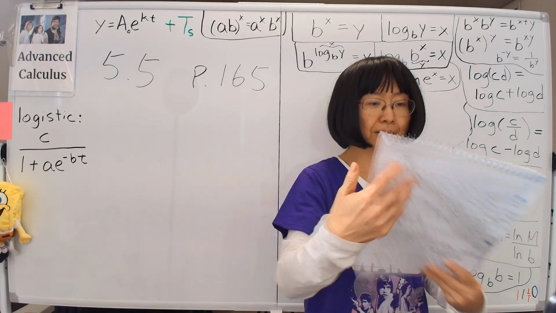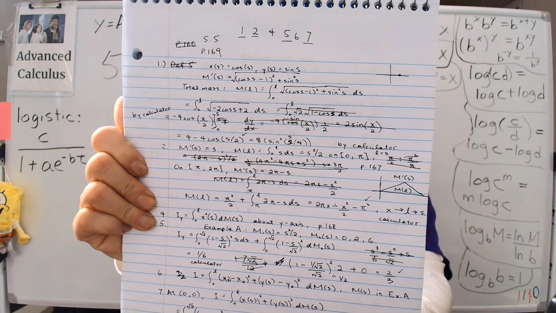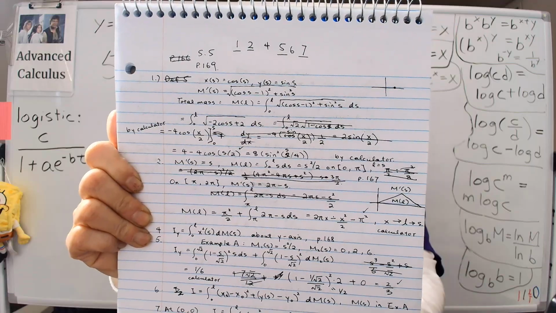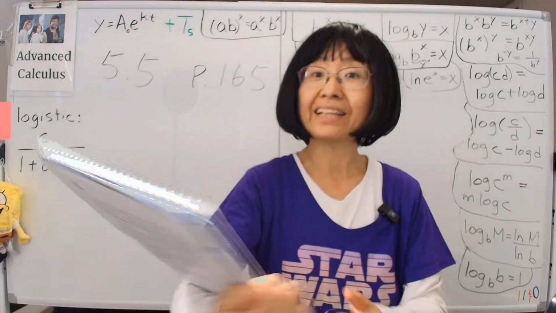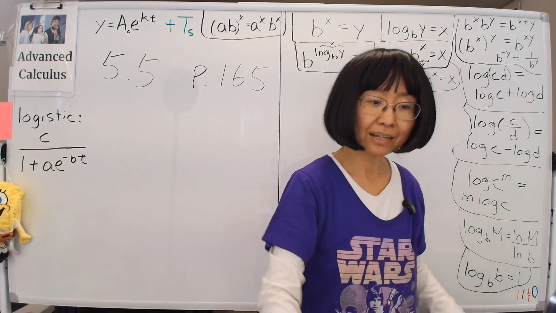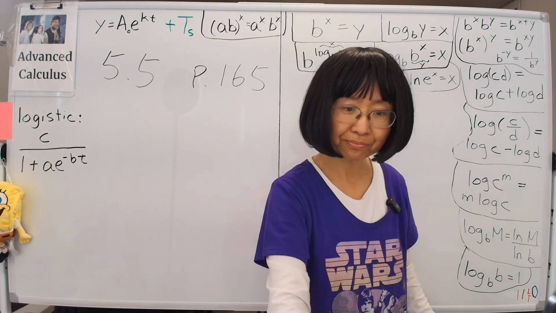So for homework, please do problems on page 169. Please do problems 1, 2, 4, and 5, 6, 7. And that should be good enough. Okay? And we are done. I will talk about them.